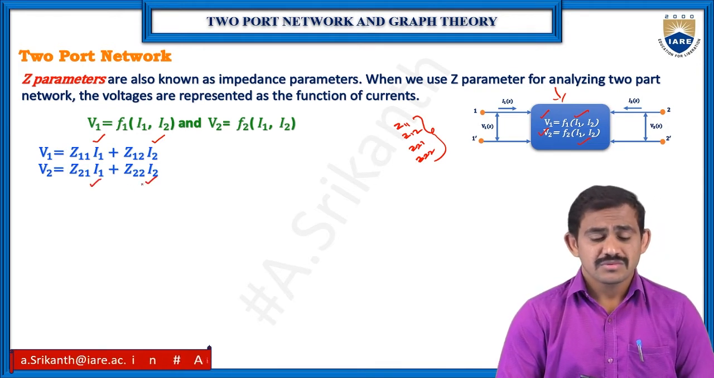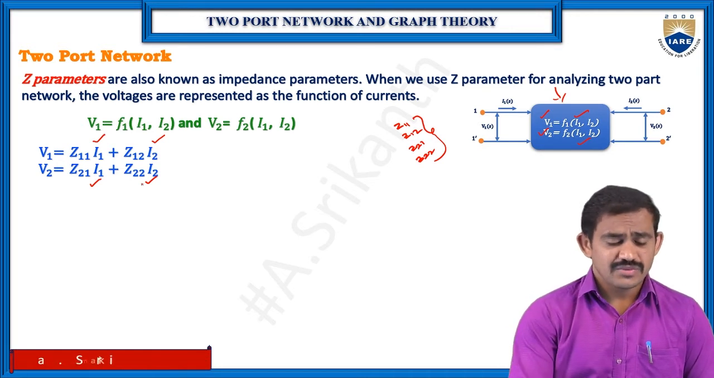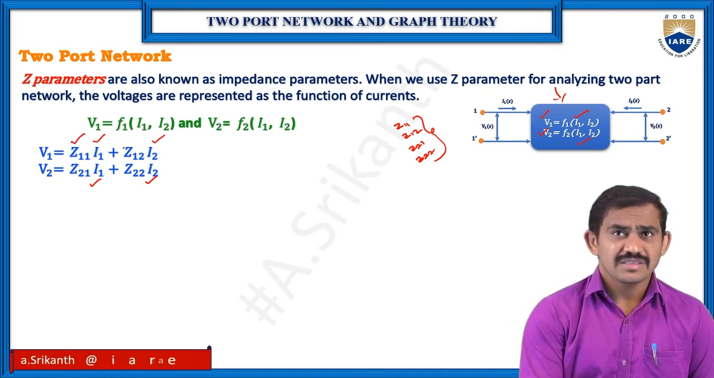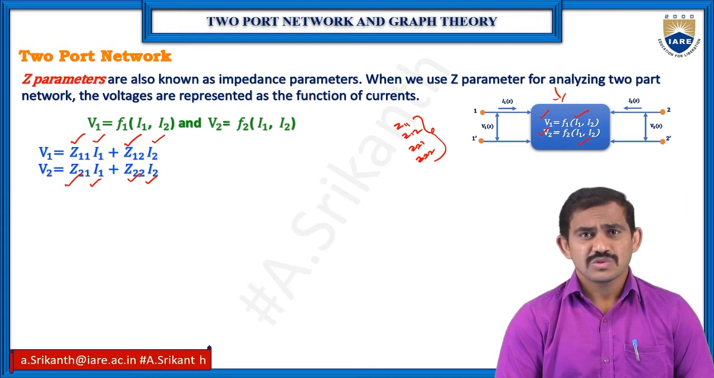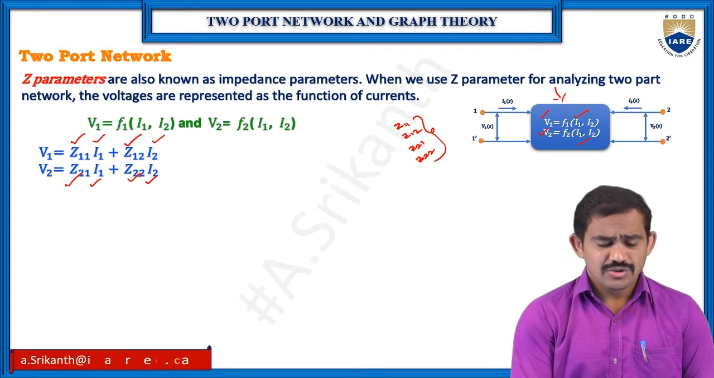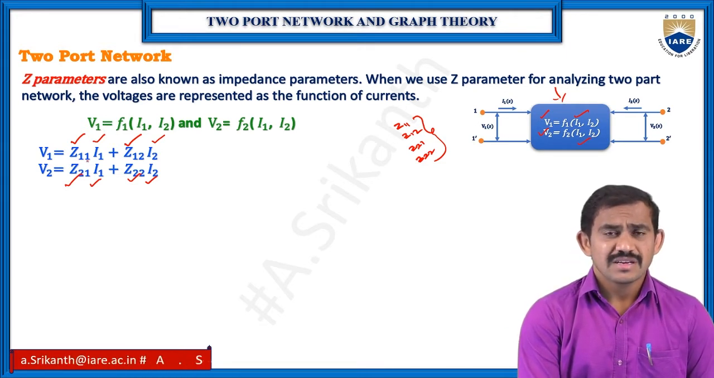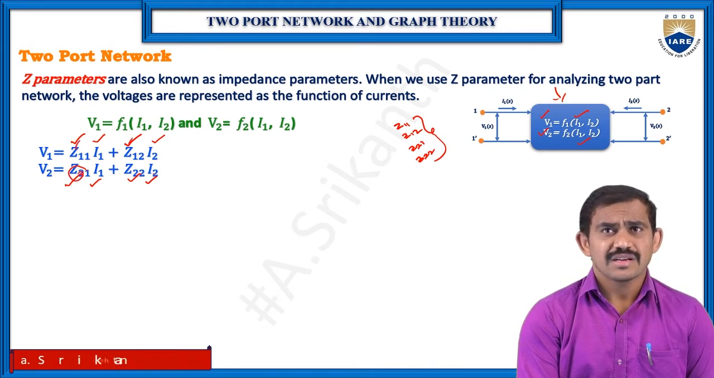Now your impedance values Z11, Z12, Z21, Z22. So we have four values: primary side two values and secondary side two values. Primary side Z11 and Z12. These are the primary values and these are the secondary values.